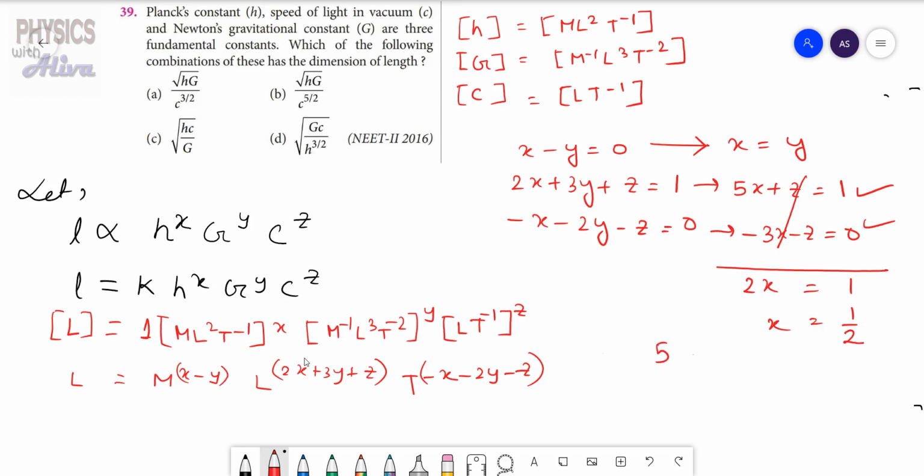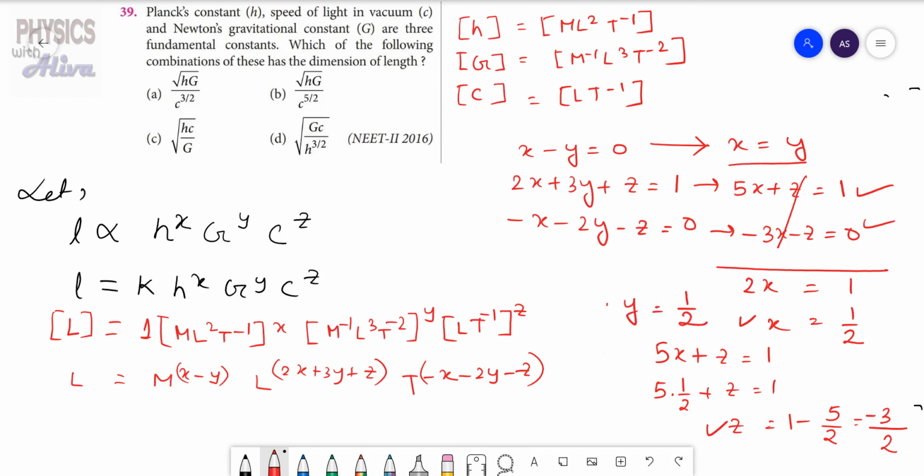And here 5x plus z equals 1. So we are putting the value of x here. So z equals 1 minus 5 by 2. So here we get 2 minus 5, that is minus 3 by 2, is the value of z. We know the value of x is equal to the value of y, so here we can write the value of y also.